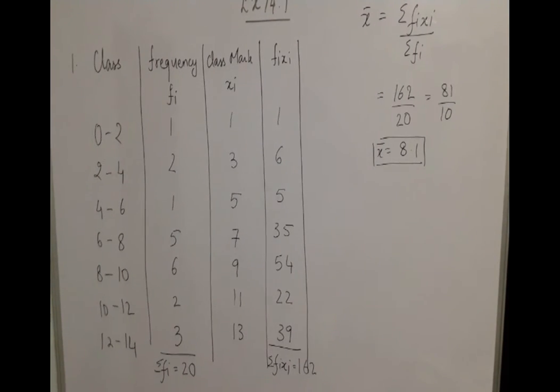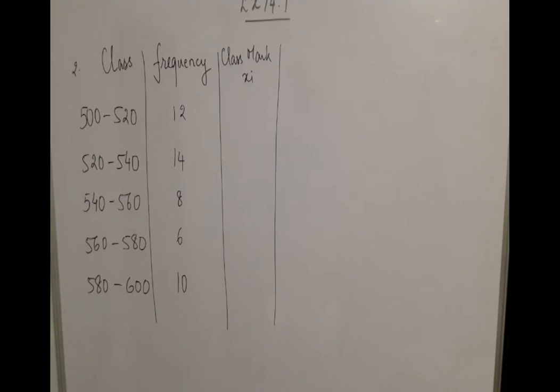Okay. Now, in the second sum we are given the wages of 50 workers. What is mentioned in the sum already is that the total workers are 50, but still you can check this out. This time the sigma fi is already given to us as 50. 12 plus 14 is 26. 26 plus 8 is 34. 34 plus 6 is 40. 40 plus 10 is 50. Okay. What are we to find? The mean daily wages we are supposed to find.